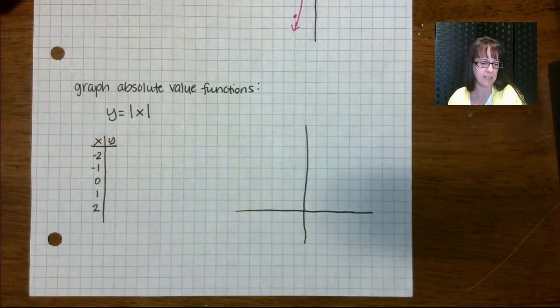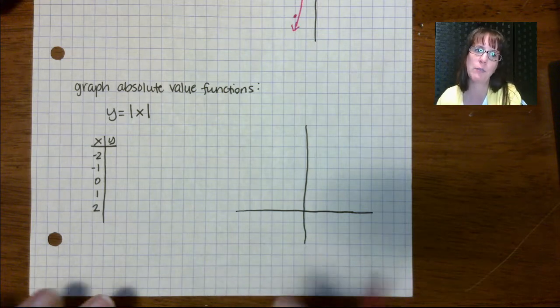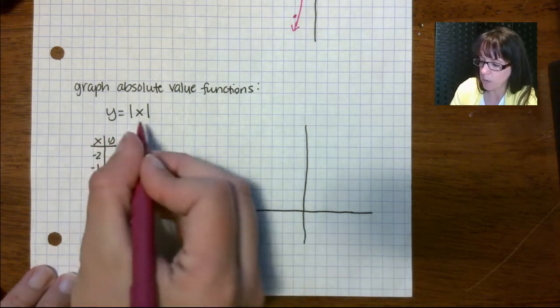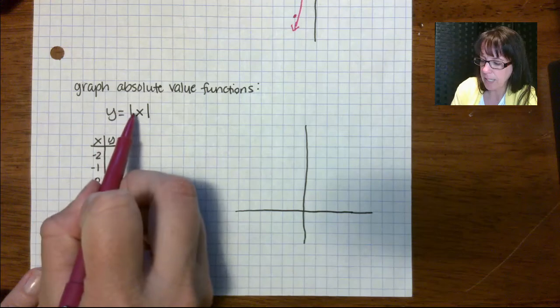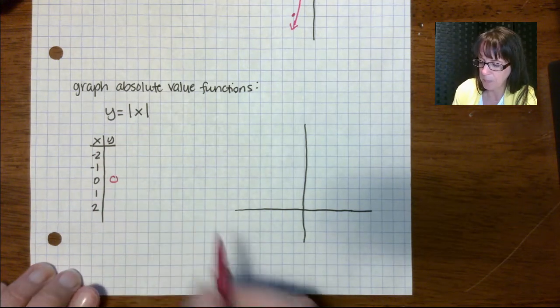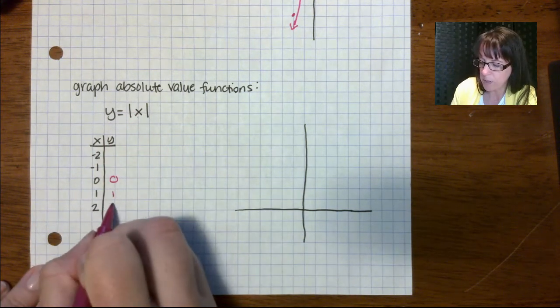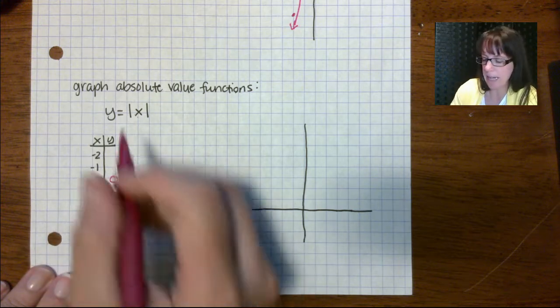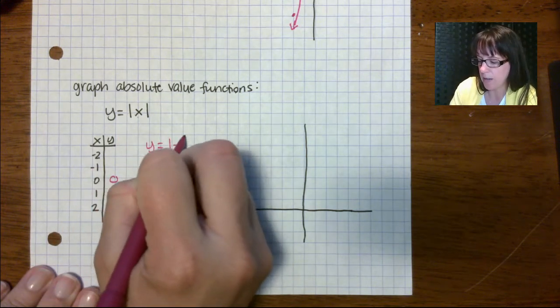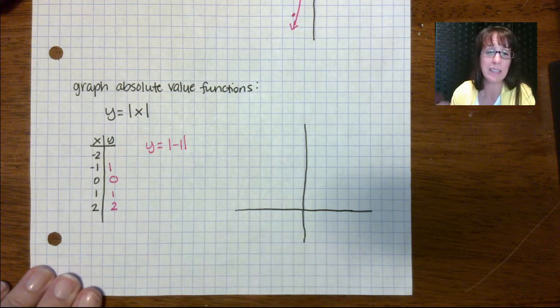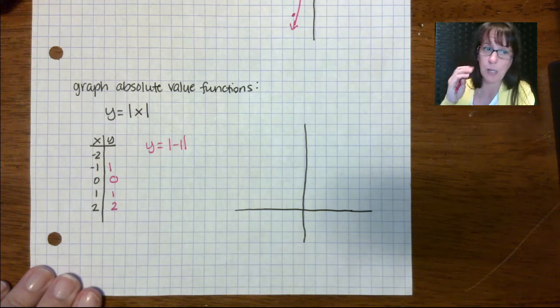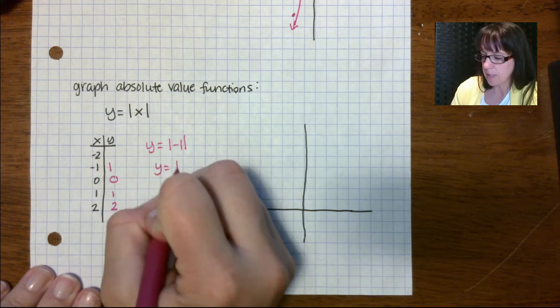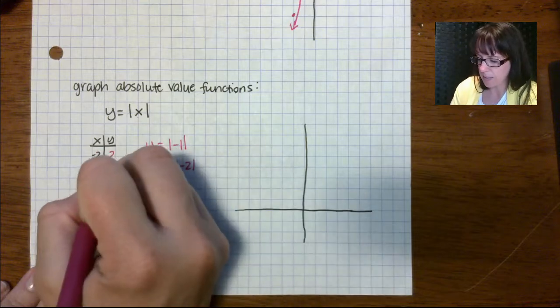Now let's talk about absolute value functions. I love these guys. Remember, absolute value is just how far away from 0 something is. So if we plug in 0, that's going to be 0. 1 is going to be 1 and 2 is going to be 2. Now the absolute value of -1 is +1 because it's still just one spot away from 0. The absolute value of -2 is going to be +2.